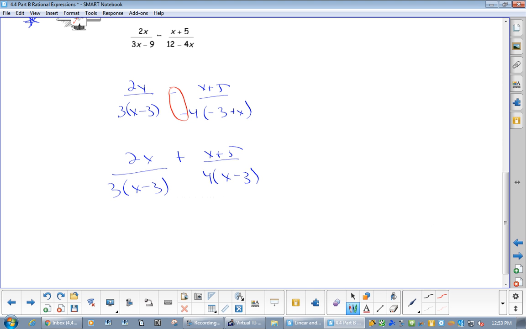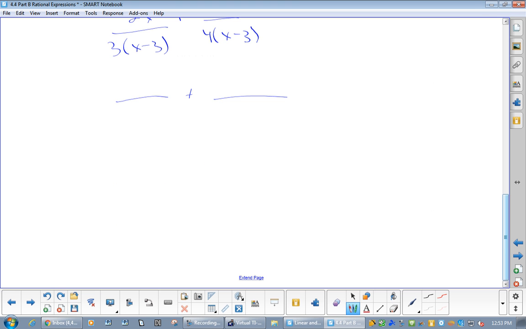So now we're at this stage. And there's a little bit of knowledge that gets you here. First of all, to know to take out a negative 4, so we have the denominators looking close. And then a negative times a negative is a positive. Whenever you have two signs, you multiply them together. Now, what would be a good common denominator? 12, x minus 3.